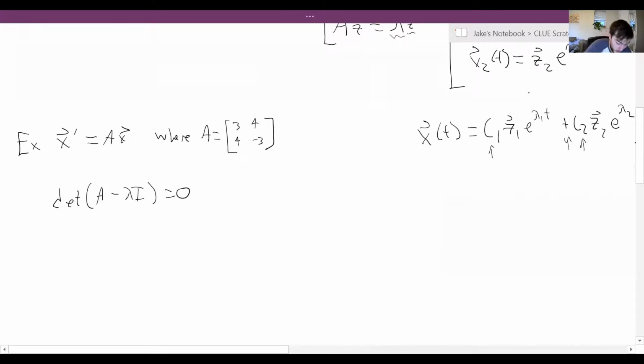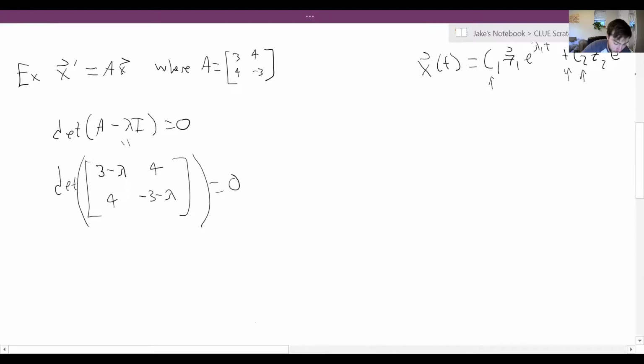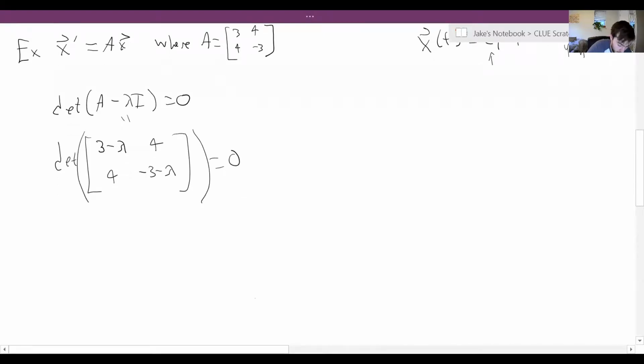So if we do this, we get 3 minus lambda, 4, and then 4, -3 minus lambda. Okay. This is A minus lambda I. We want to take the determinant of that and see when it equals 0. So we end up getting this nice equation, just doing determinants, so cross product basically. So minus 4 times 4 is 16. I want to know when that equals 0.